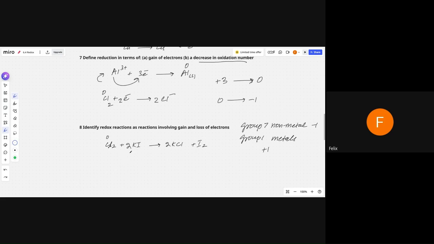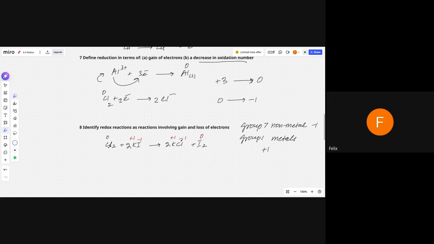Let me just write their oxidation states. Potassium is +1 because it loses 1 electron, and since iodine is in group 7, it has 7 electrons in the outer shell, and it needs 1 to have a complete outer shell. So it will be -1. On this side, potassium is +1. Chlorine, being from group 7, is -1. And this is iodine in a free state, so it's 0.